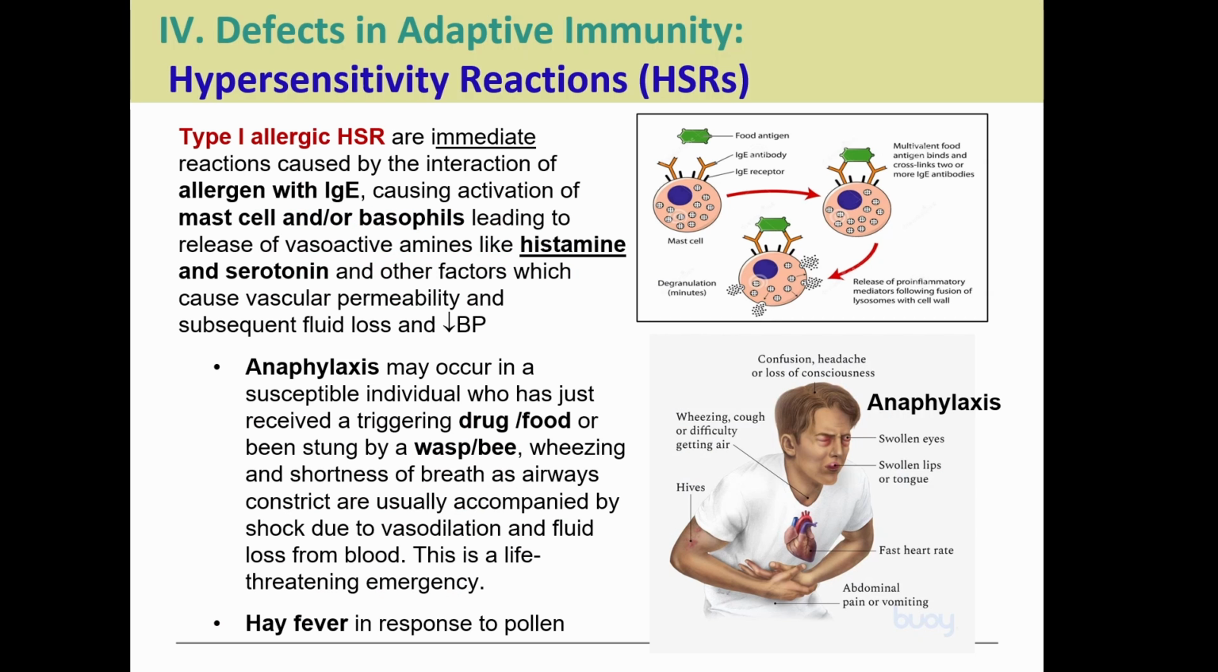So let's talk about type 1. This is an immediate reaction. Basically, remember that cross-linking of IgE, right, binding to 2 of the IgE antibodies or more. This is where we activate mast cells and basophils. And this is going to be immediate, right?